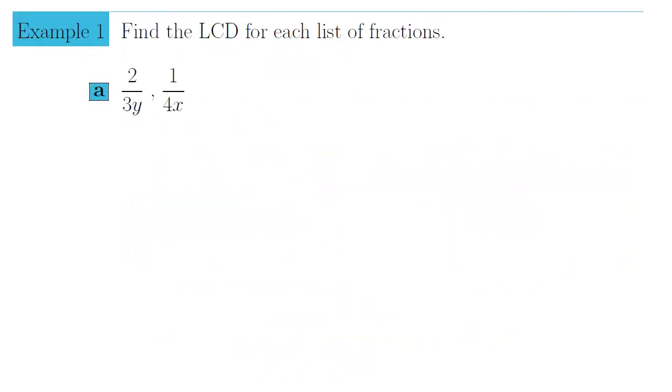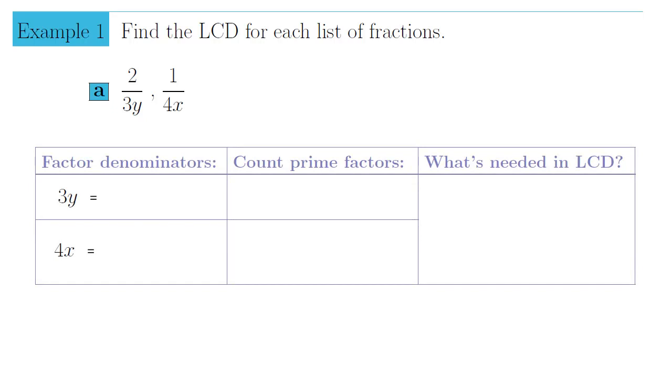Let's now work some examples together. Example 1a. Find the least common denominator for each list of fractions. 2 over 3y and 1 over 4x. Alright, so let's start by drawing a box. You don't have to, but I find that it's easier to organize my information that way. We begin by factoring our denominators, 3y and 4x. 3y, that factors as 3 times y. 4x, that factors as 2 times 2 times x.